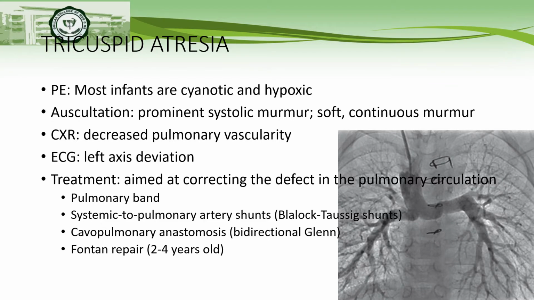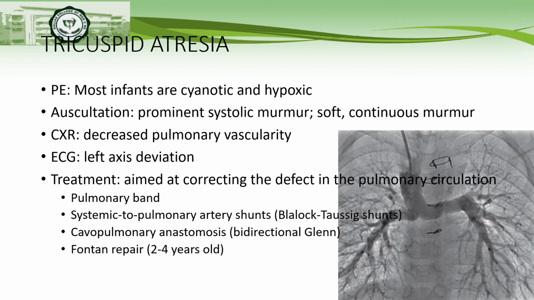Most infants are cyanotic and hypoxic as a result of decreased pulmonary blood flow and the complete mixing at the atrial level. When pulmonary blood flow is provided through a VSD, there may be a prominent systolic murmur. Tricuspid atresia with pulmonary blood flow from a PDA may present with a soft, continuous murmur of a PDA in conjunction with cyanosis. Chest radiography will show decreased pulmonary vascularity.